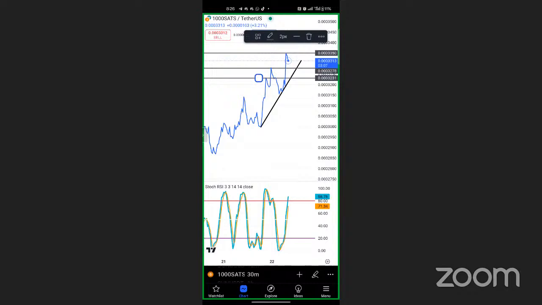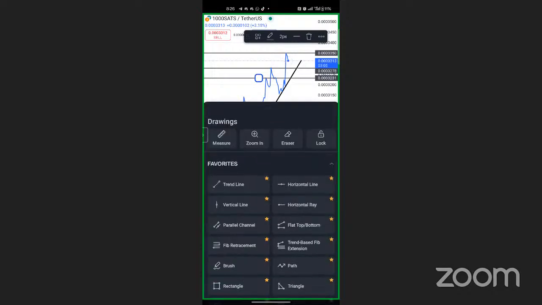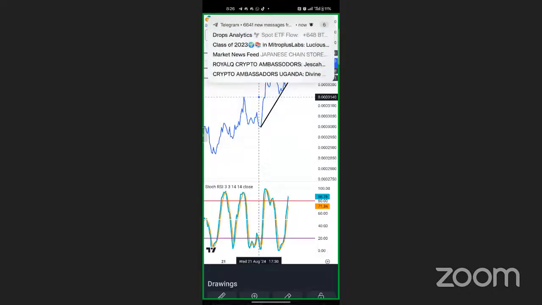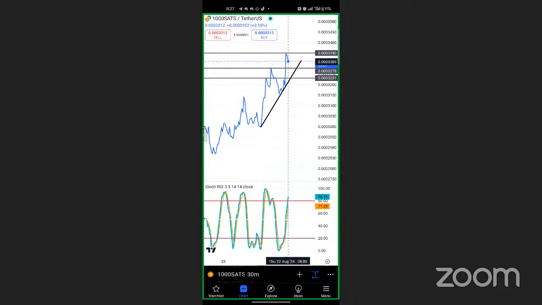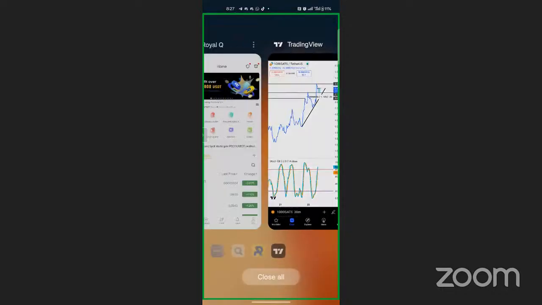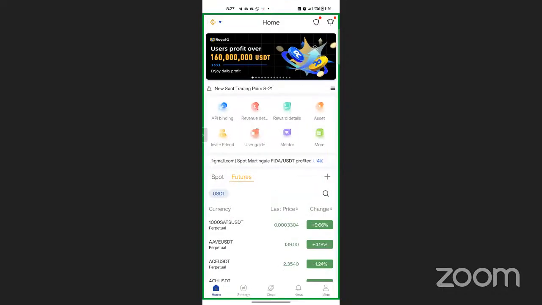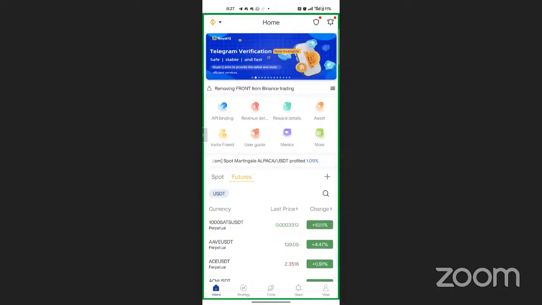so if I'm going to short 1,000 sats, I say 1,000 sats is now coming down. Where do I expect it to stop? At this point, this is a 1.1% profit. Then I go to my royal queue. I come here on futures. The coin is in profit of 10%.